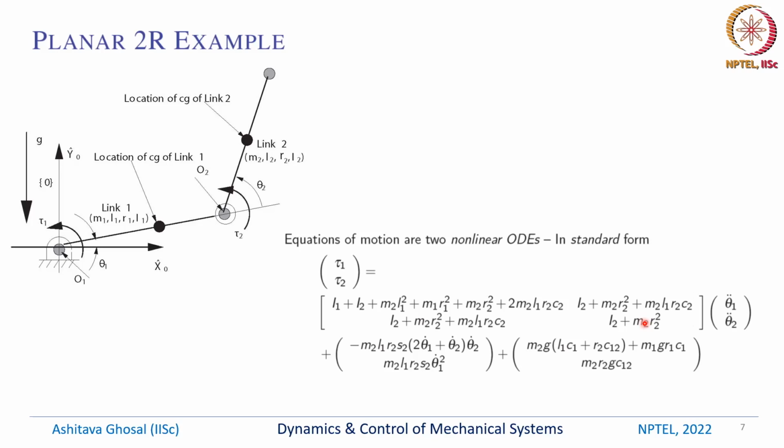So we can write one code in MATLAB where you give the inputs, which are theta 1, theta 1 dot, theta 1 double dot, theta 2 double dot, theta 2 dot as a function of time, and then you substitute here and we get tau 1 as a function of time and tau 2 as a function of time, which is the inverse dynamics problem.